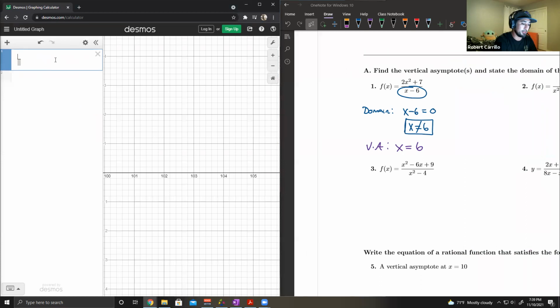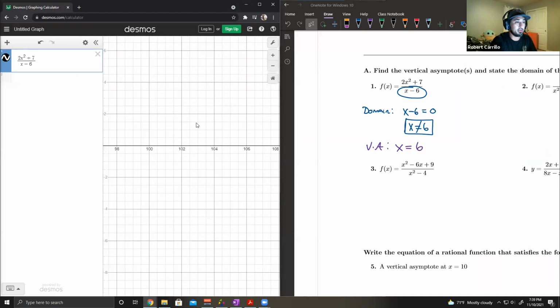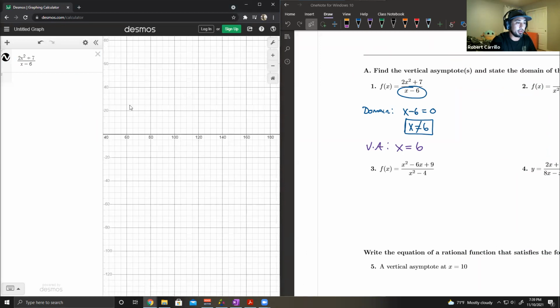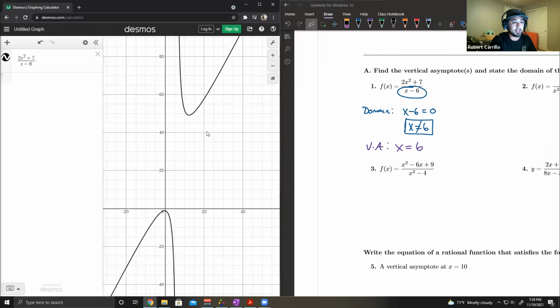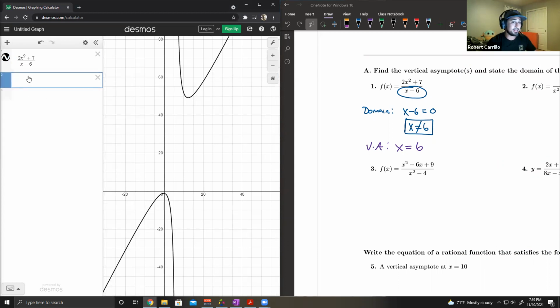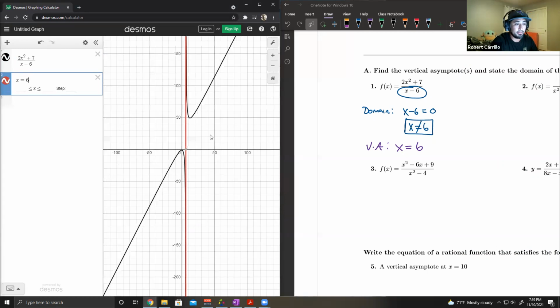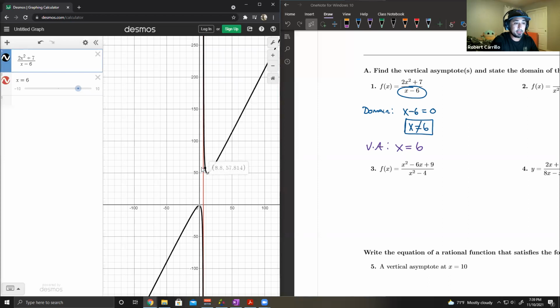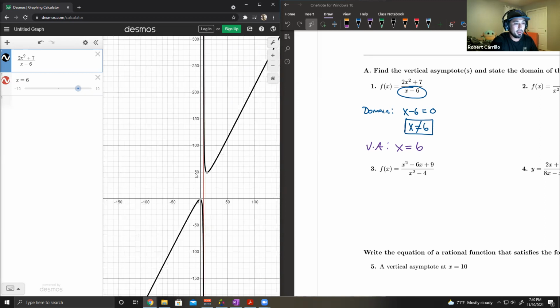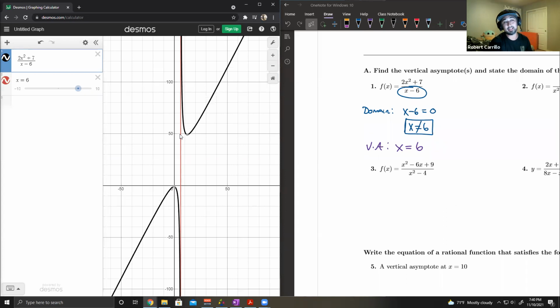So let me type this function in. 2x squared plus 7 over x minus 6. And I might have to zoom back over here. Oh yeah, I went too far. There we go. All right, so look how crazy this function looks. But now, if I type in this line, x equals 6, look what's going on here. Your graph seems to be getting really close to that line, but will it ever touch it? What do you guys think? Will we ever touch that red line, x equals 6?